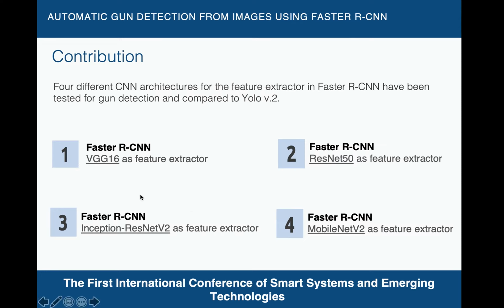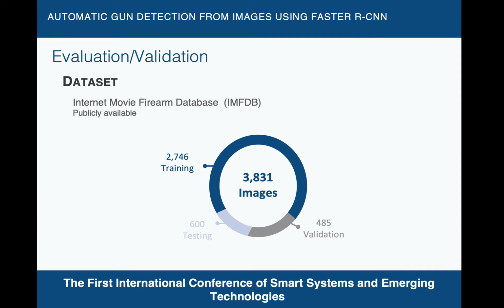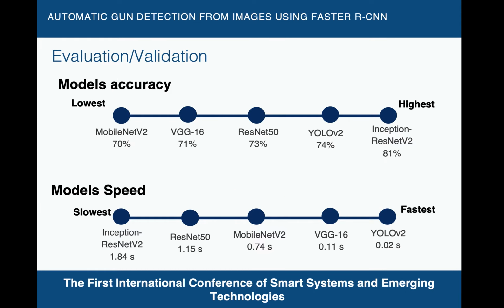These are the 4 architectures that we used and experimented with, which were VGG16 as the feature extractor, ResNet 50 as the feature extractor, Inception ResNet v2 as the feature extractor, and finally MobileNet v2 as a feature extractor. For the dataset, we used 3,831 images obtained from the Internet Movie Firearm Database, which is publicly available. We split the data into 2,746 images for training and 600 for testing, and the remaining for validation.